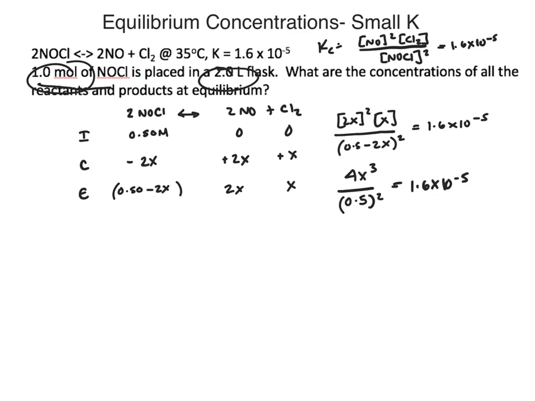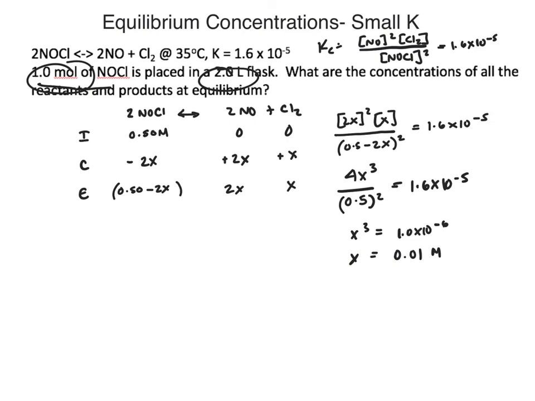Now that we have the expression with our 2x dropped from the reactant, we're going to solve this like we normally would. So we cross multiply, divide out that 4, and we end up with x cubed equal to 1.0 times 10 to the negative 6. If we take both sides and raise them to the 1/3, we end up with x equaling 0.01.